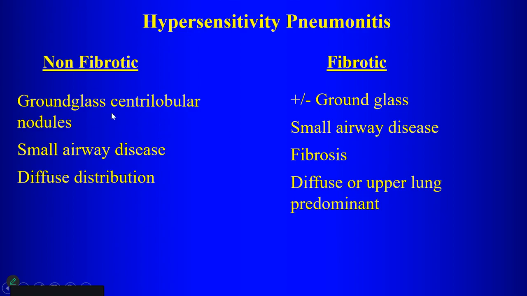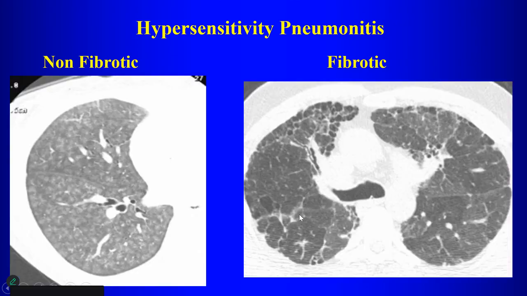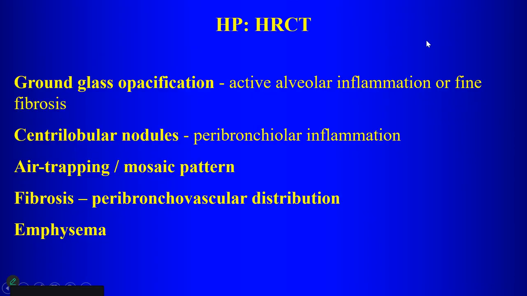When it's non-fibrotic, the findings are ground glass central lobular nodules, small airway disease, and air trapping is associated with hypersensitivity pneumonitis. Diffuse distribution of fibrotic findings. In the fibrotic cases, you might see ground glass, small airway disease. Fibrosis tends to be upper lung predominant with hypersensitivity pneumonitis. When it's non-fibrotic, we see mostly central lobular ground glass opacities. When it's fibrotic, then we will see traction bronchiectasis, and in more advanced stages, you will see honeycombing. Also, air trapping is associated with hypersensitivity pneumonitis, and the fibrosis tends to be worse in the upper lungs.